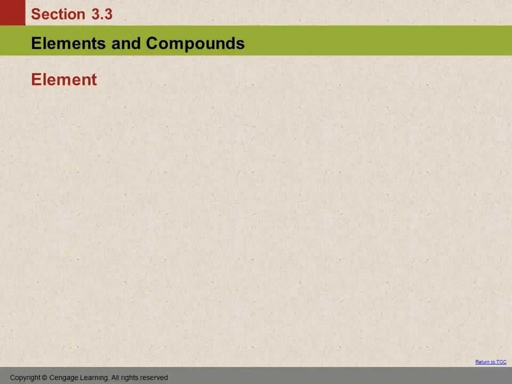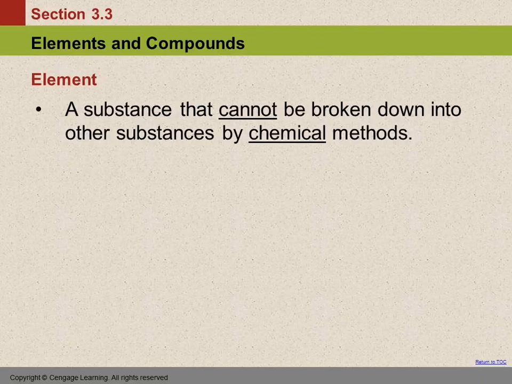Okay, elements and compounds. Chemists like to classify matter. Well, we classify everything. We put things in categories. Helps us understand. So matter can be classified into groups depending on how the atoms are relating to each other.